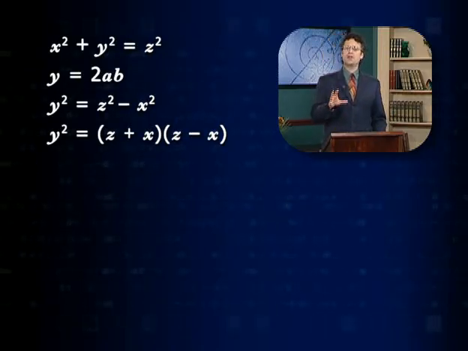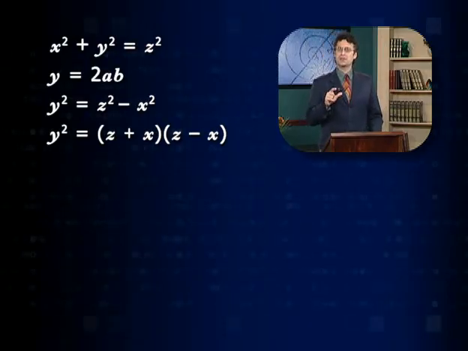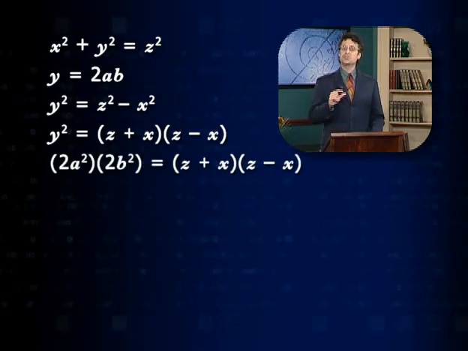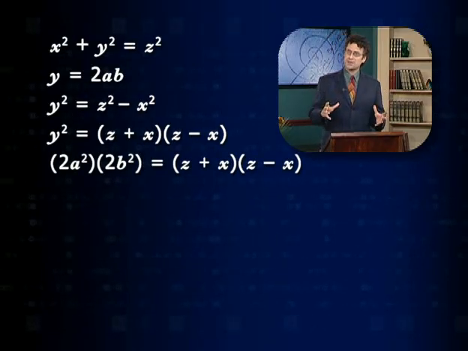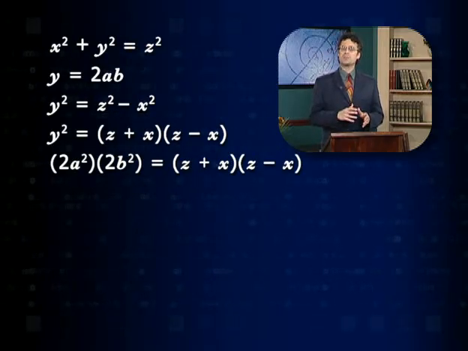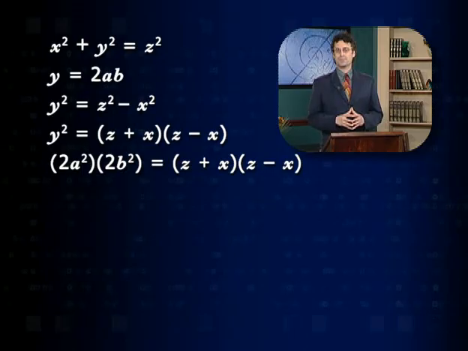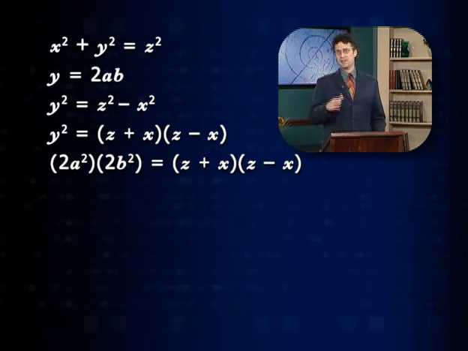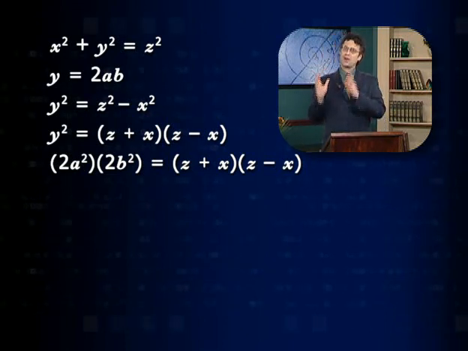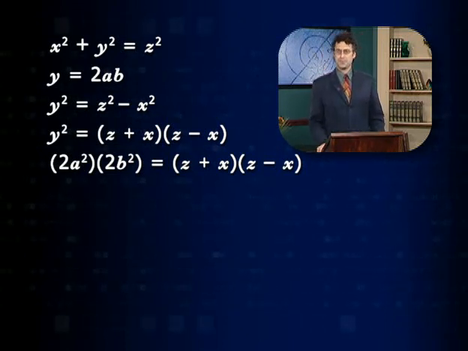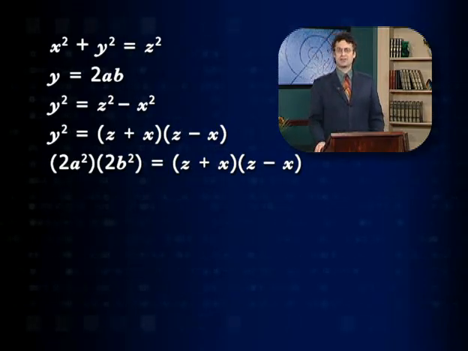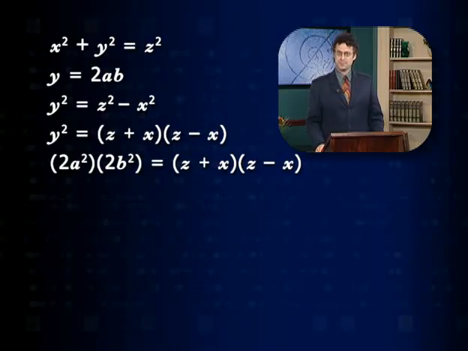Also, since we've already written y as 2 times a times b, we can see that y squared is 2 times a times b, all squared, which we can write as 2 times a squared times 2 times b squared. And that's supposed to equal z plus x times z minus x. So we have two factors on the right equaling two factors on the left. Well, we now want to solve for the two other numbers in the Pythagorean triple, x and z.